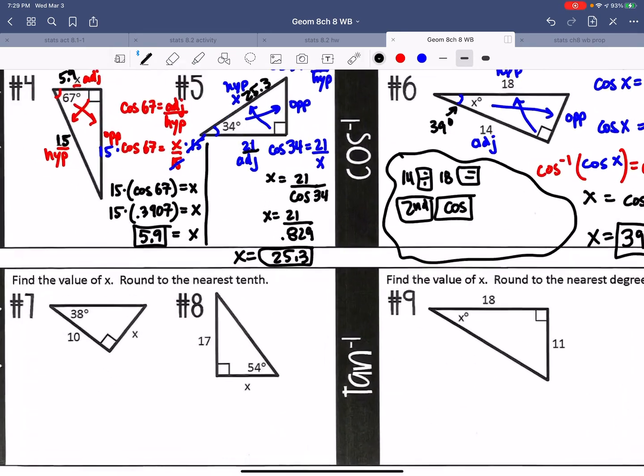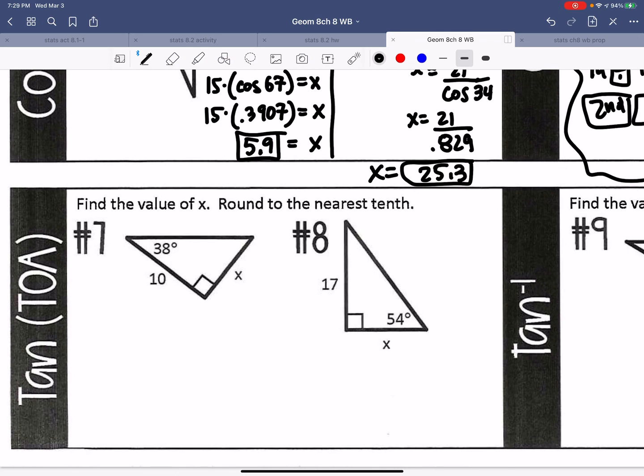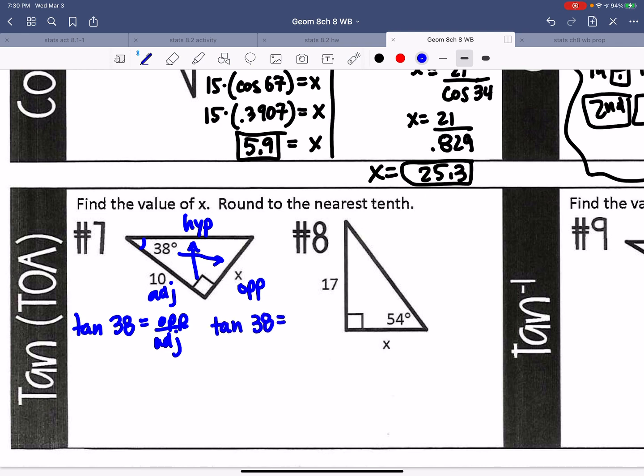Last one, let's use the tangent function. So why would I need the tangent function? So notice I have something to plug in for the opposite side, but nothing for the hypotenuse. I do have something for the adjacent. So the tangent of an angle is opposite over adjacent. So tangent of the angle 38 is opposite x over adjacent 10. Now we can solve for this by multiplying both sides by 10. So we get 10 times the tangent of 38 equals x.